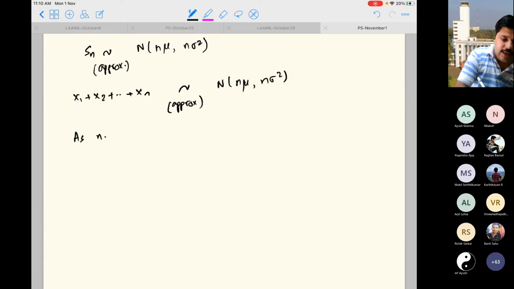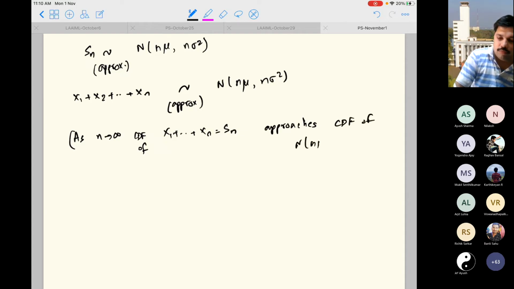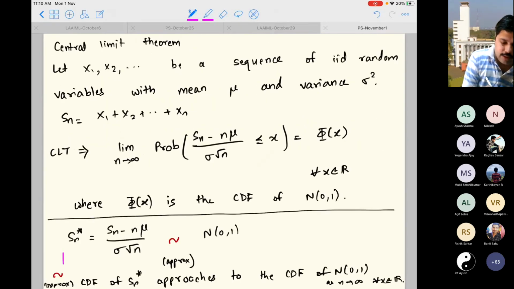It means that as n tends to infinity, this x1 plus x2 plus xn, which is equal to Sn, this random variable, the CDF of this random variable actually approaches the CDF of this normal n mu, n sigma square, right? This is basically the meaning of this approximately follows. So for us, this is the statement that is really going to be important.